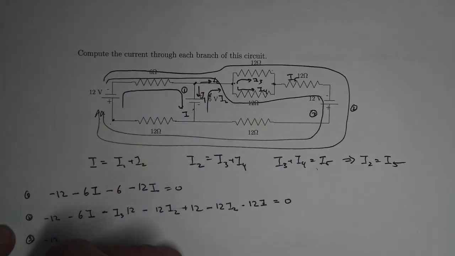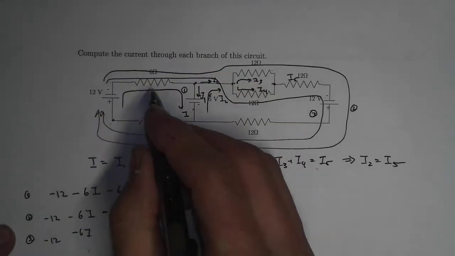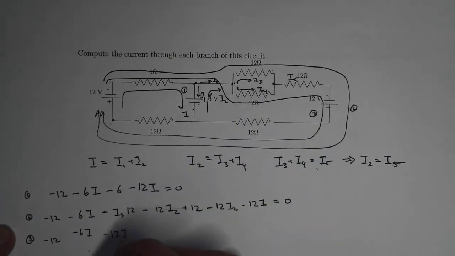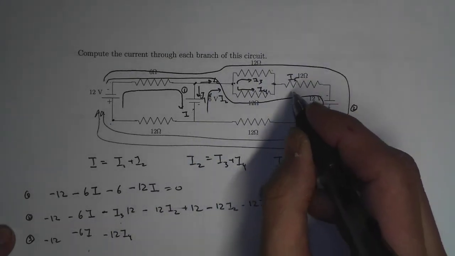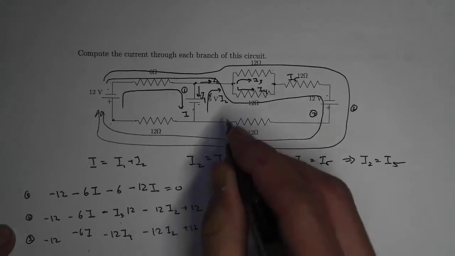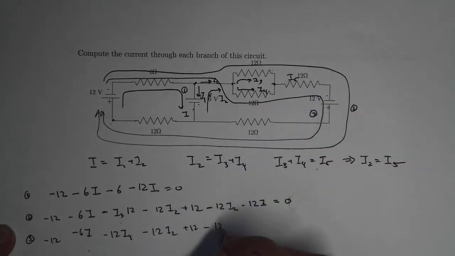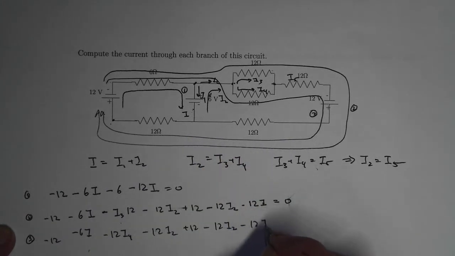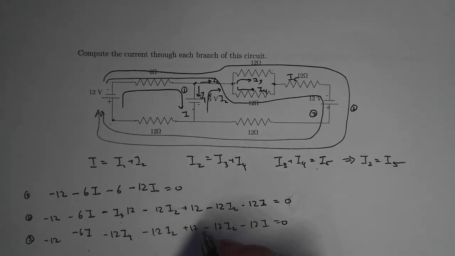Again, it'll be minus 12 going across, minus 6I. Now rather than going I3, I'm going I4 now. Minus 12I4. And then minus 12I2 plus 12. You could just go through the rest. Minus 12I2 minus 12I equals 0. All right. So let's basically just do this now.